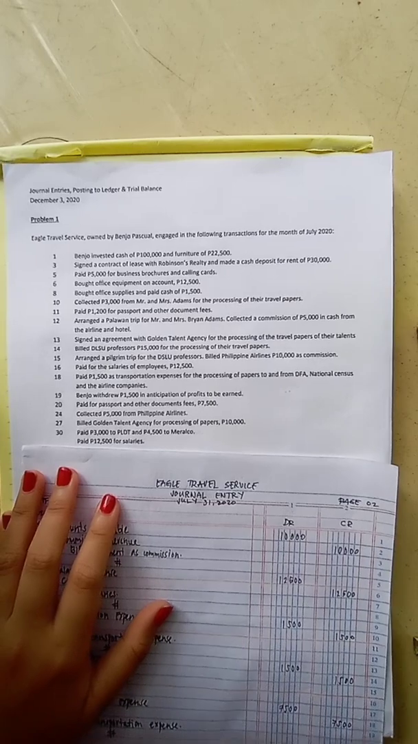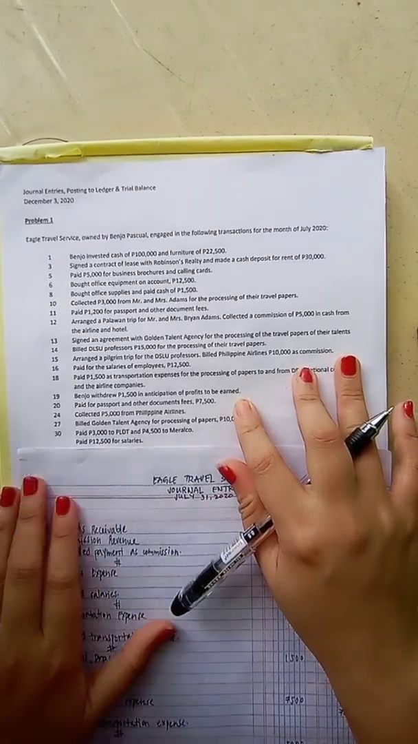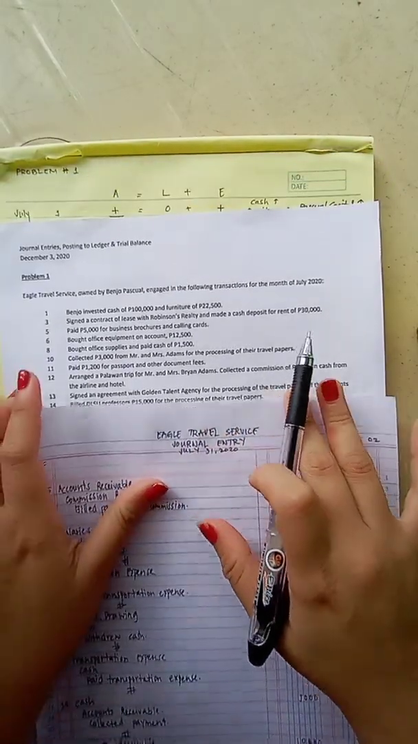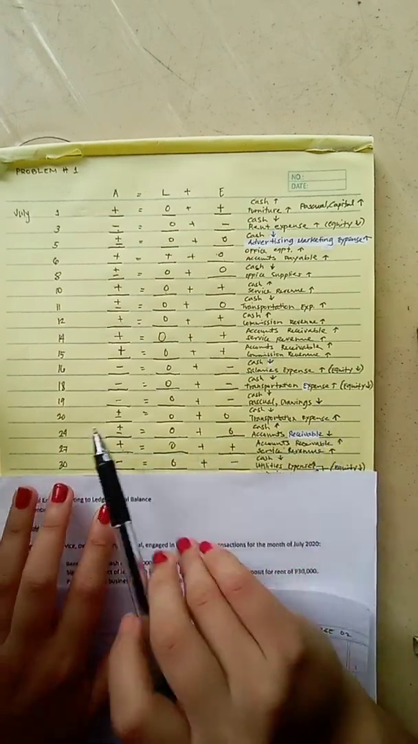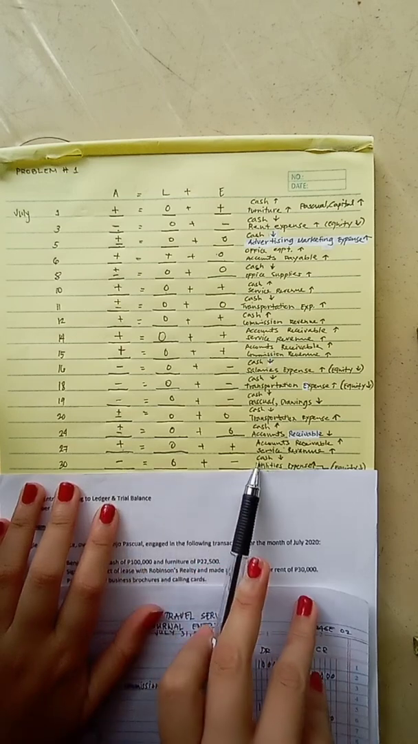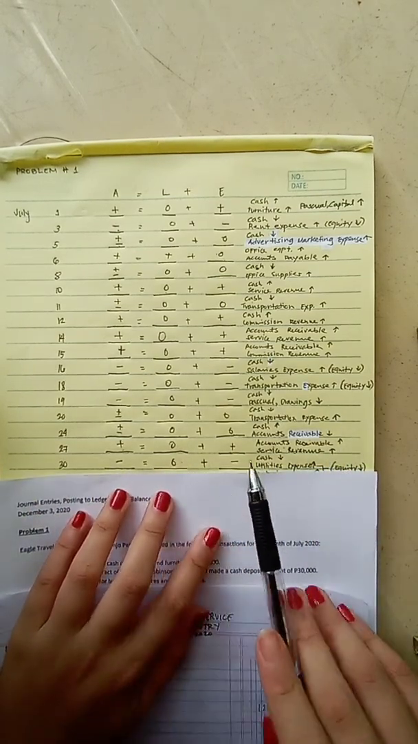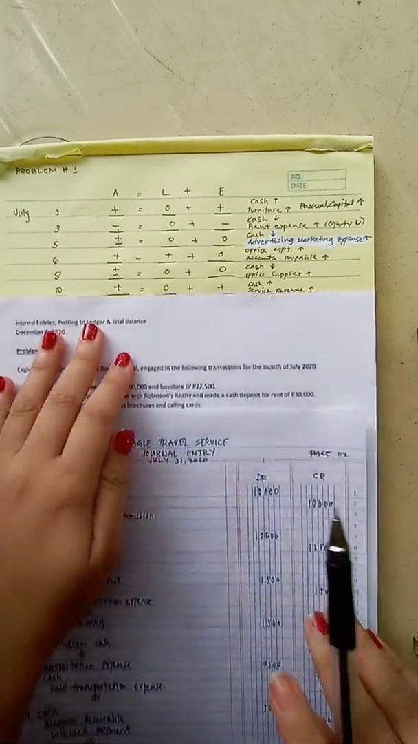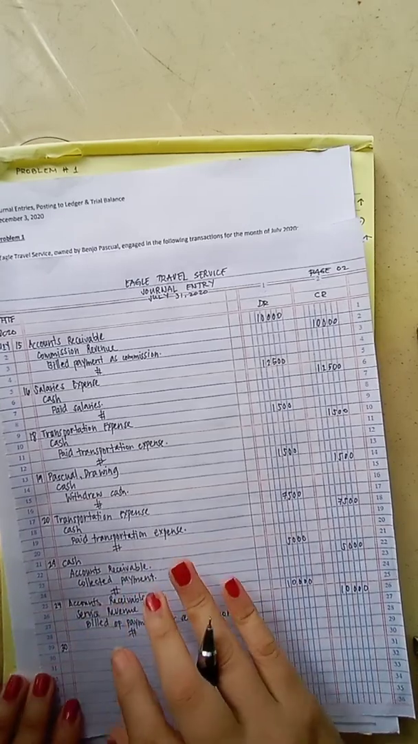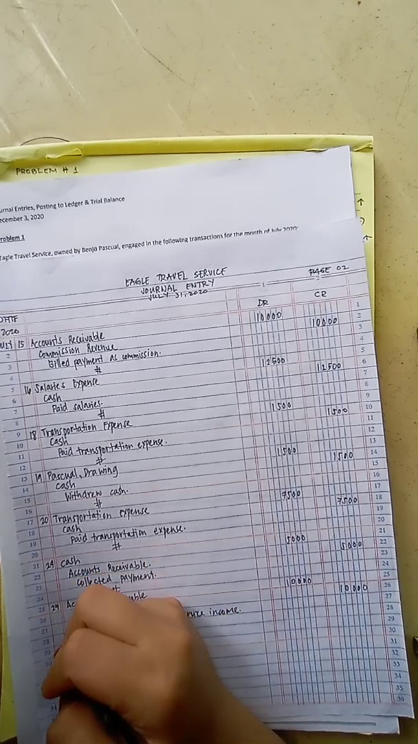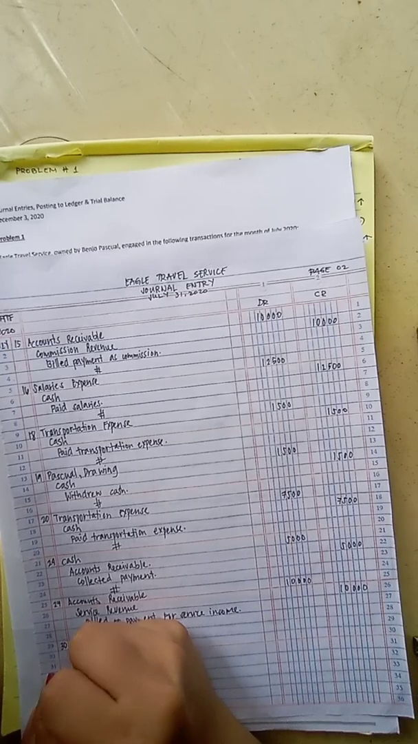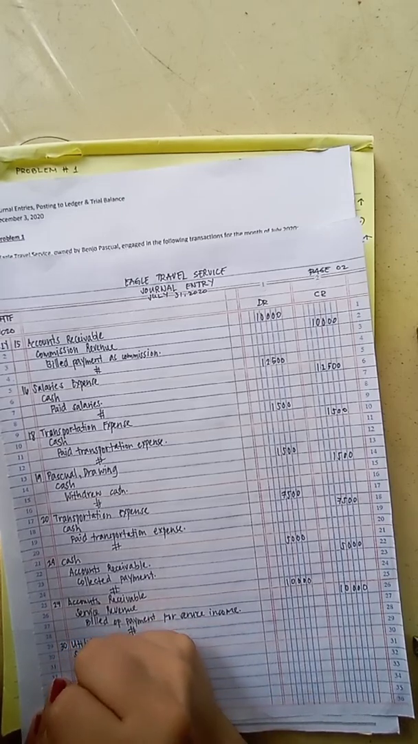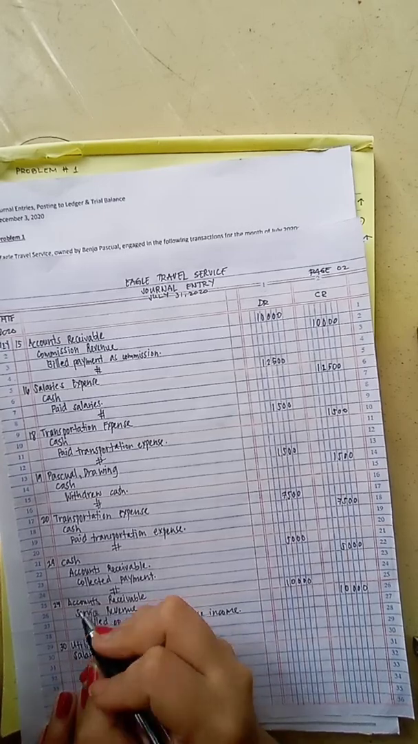Proceed tayo sa last. Paid 3,000 to PLDT and 4,500 to Meralco. Paid also 12,500 for salaries. So, ang magiging effect niyan, there will be a decrease in asset, particularly sa cash, no effect sa liabilities, and decrease then in equity, particularly sa utilities and salaries expense. So, pag sinulat sa journal entry, debit tayo sa utilities expense, tsaka salaries expense. Tapos credit ang cash.